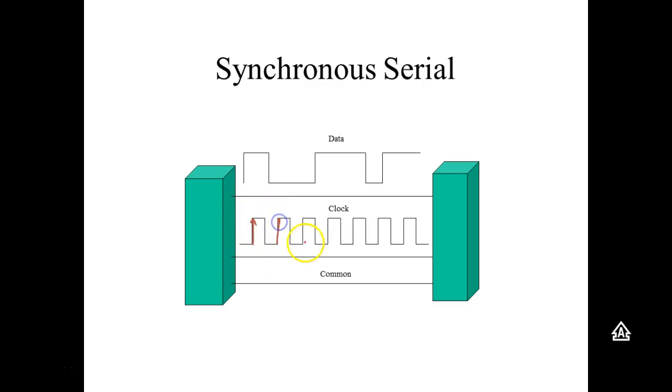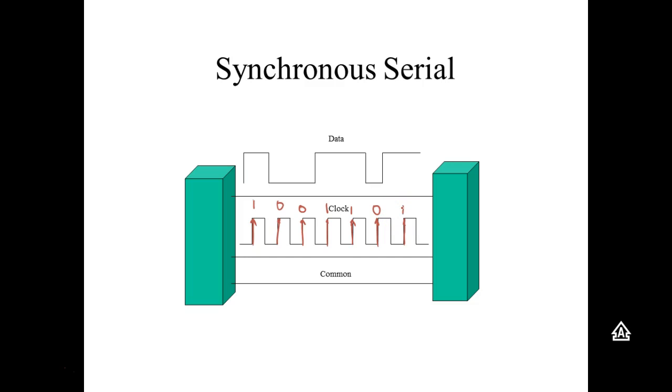So if it was time to this edge right here, we call it the rising edge, then what would be the data I would be sending? Well, I'd come up here to my data. This would be a 1. This would be a 0. This would be a 0. This would be a 1. This would be a 1. This would be a 0. And this would be a 1.